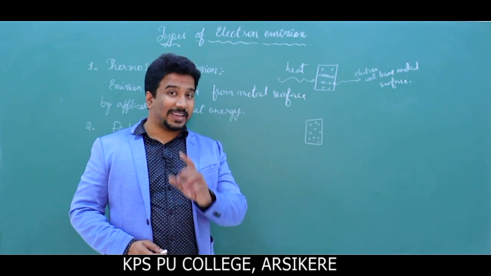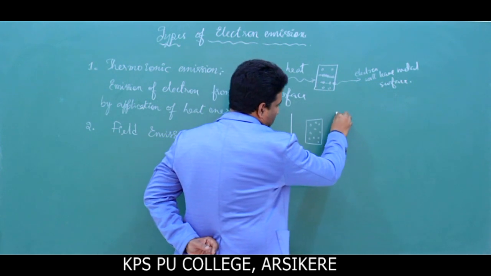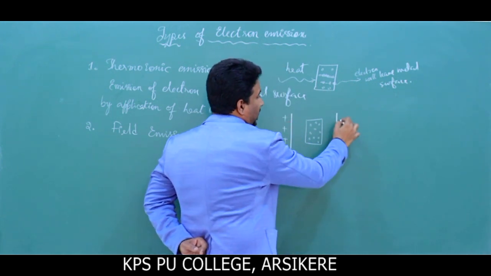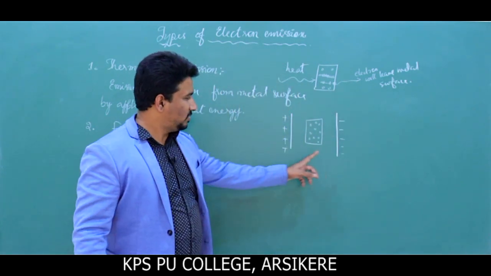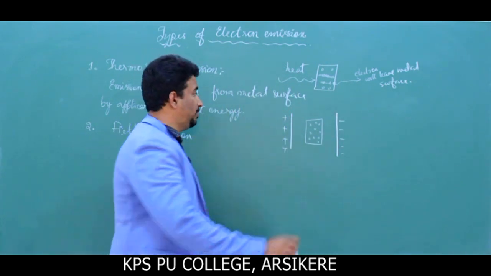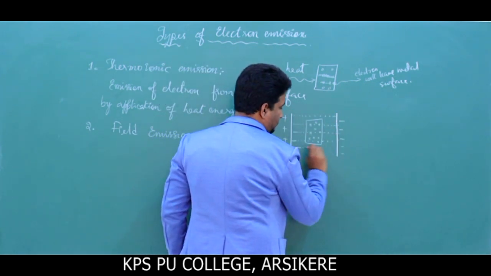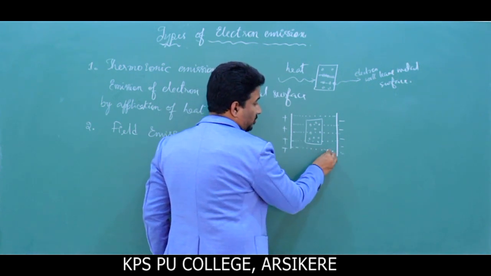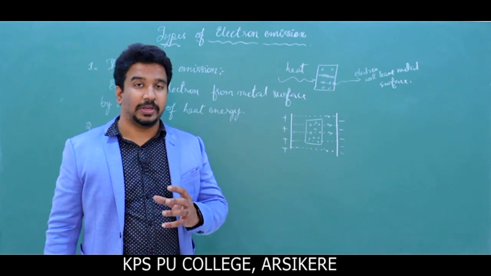All of them are carrying what? Negative charge. Now if we have these two plates, one positively charged and another negatively charged, in between them there will be an electric field. What is the direction of the electric field? Positive to negative.